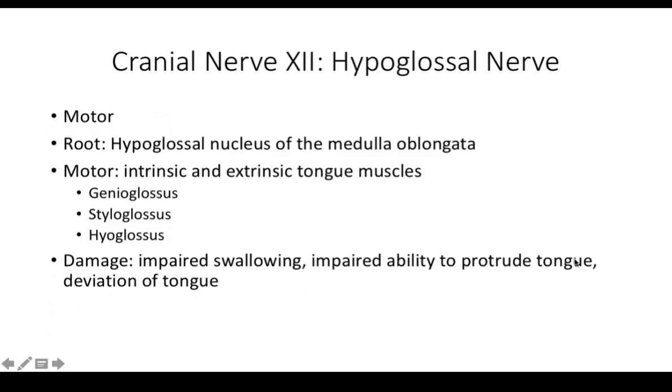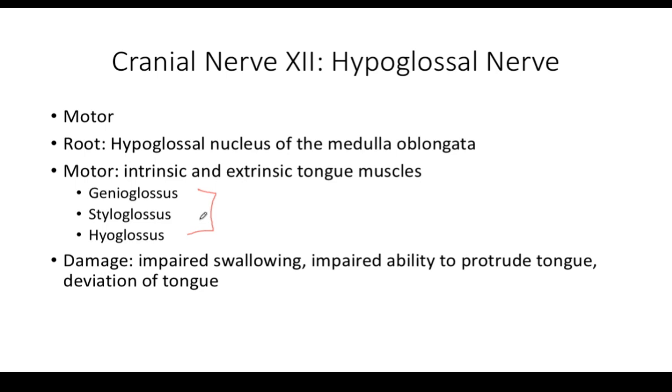Again, motor nerve. And the hypoglossal nerve, a motor nerve as well, stems from the hypoglossal nucleus of the medulla oblongata. It innervates intrinsic and extrinsic tongue muscles. These are three major extrinsic tongue muscles that are listed here that play an important role in tongue movements. Being that this is a motor nerve, this is the nerve that controls tongue movements, all right?